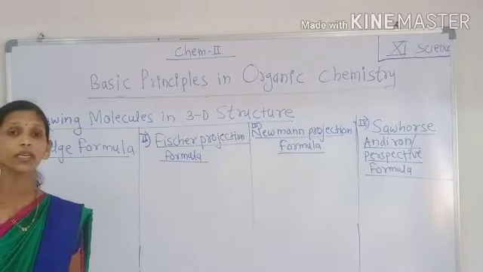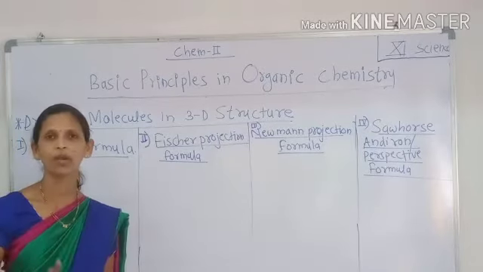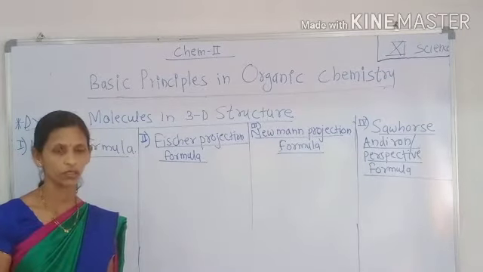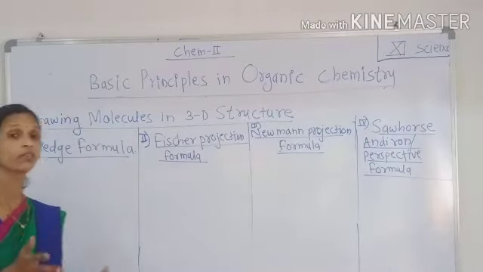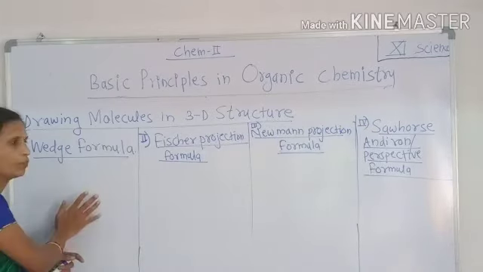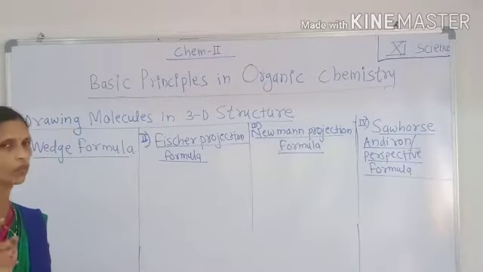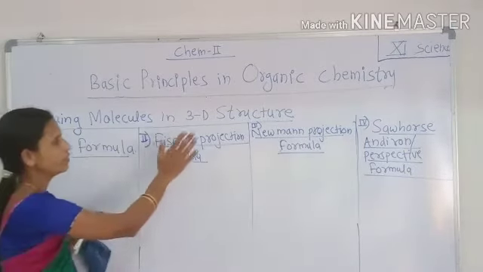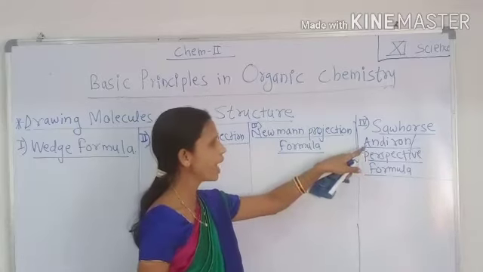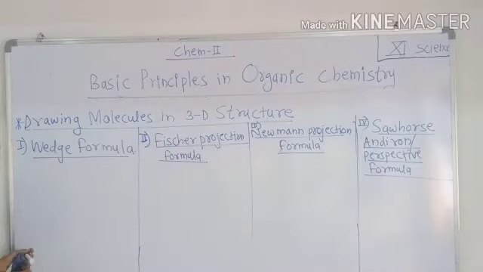Then how do we represent these 3D structures of organic compounds on paper or on the blackboard, because paper and blackboard are 2-dimensional and the structures of organic compounds are 3-dimensional? To draw 3-dimensional structures on paper or on the blackboard, different methods are used. See here, there are 4 methods to draw the 3-dimensional structures of organic compounds. First, the wedge formula. Second, the Fischer projection formula. Third, the Newman projection formula. And the Sawhorse, also known as the perspective formula, to represent the 3D structure on paper. Then see here, first of all, the wedge formula.